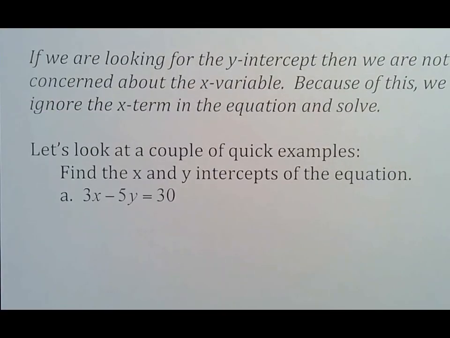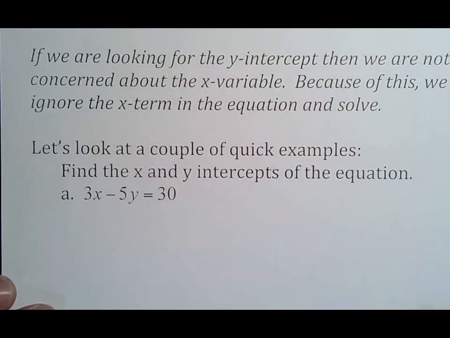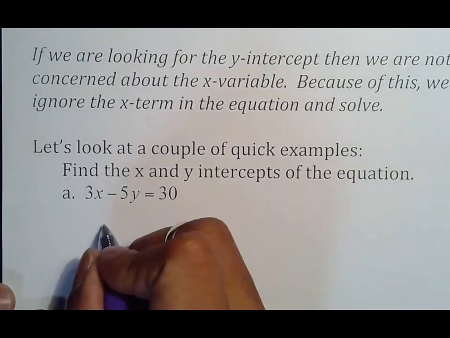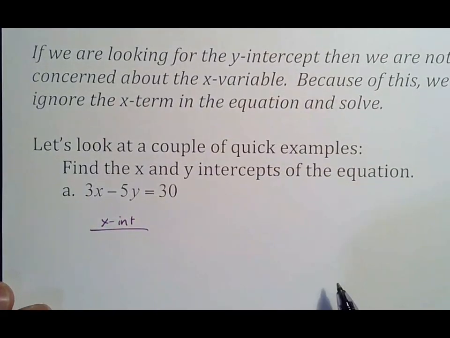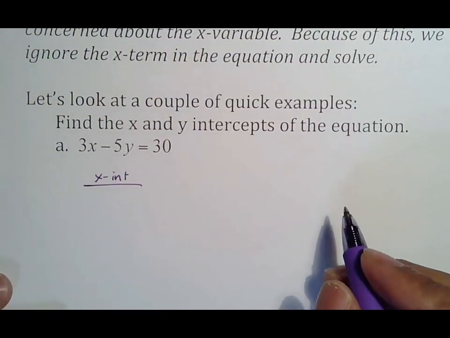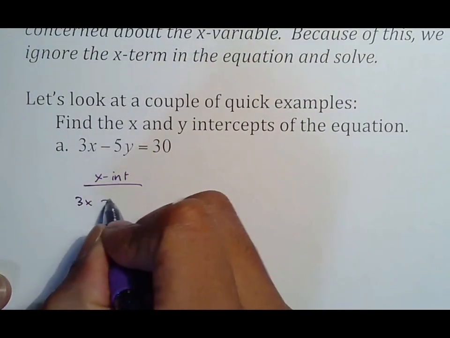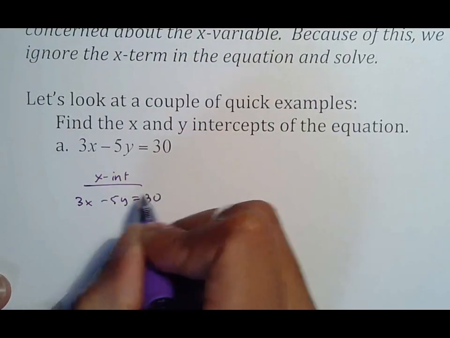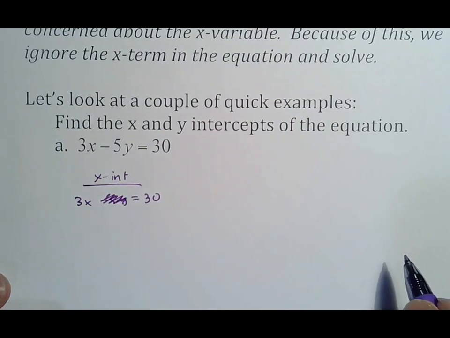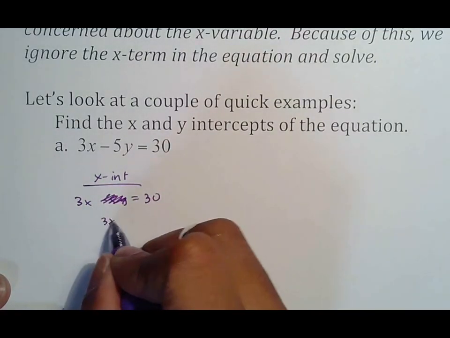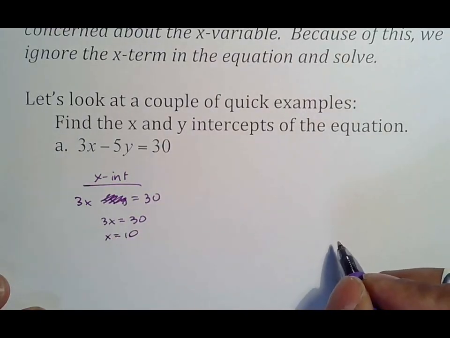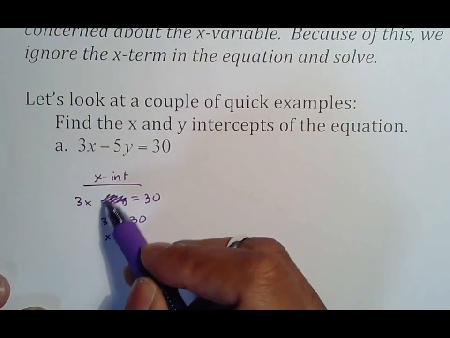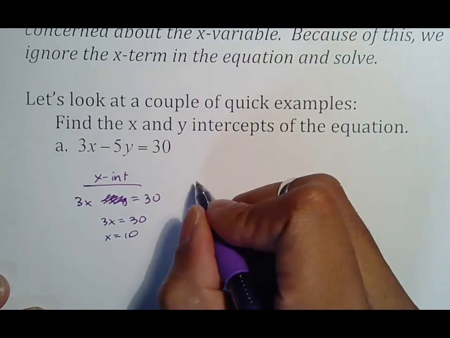Alright, so let's look at a couple of quick examples real fast, just to see what's going on. Find the x and y intercepts. Again, if you want the x-intercept, that means that x is what's important, y is not. So what we end up doing is we actually take our y out of the equation and simply work with 3x equals 30. That means that x is 10. Again, x-intercept means I don't care about y, which means you can honestly just take your y out.